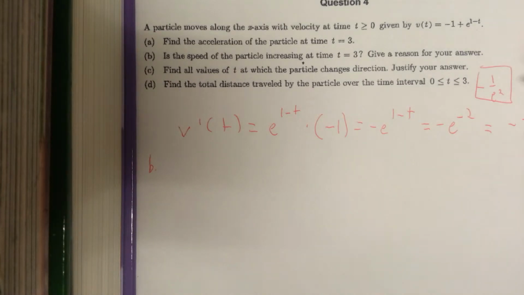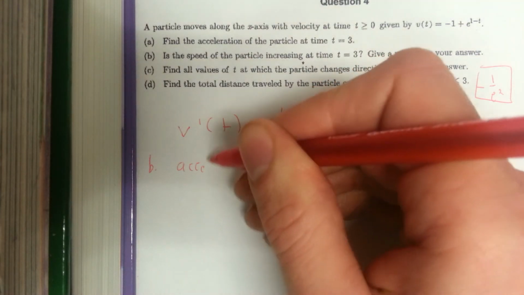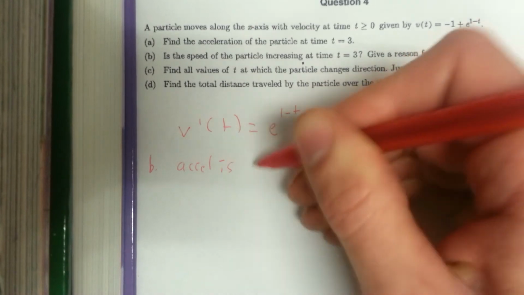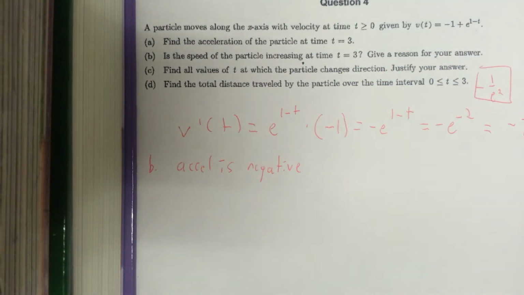If you have a look, we already figured out the acceleration at t equals 3. This is a negative number. So I might say, oh, acceleration is negative. And now let's check the velocity.